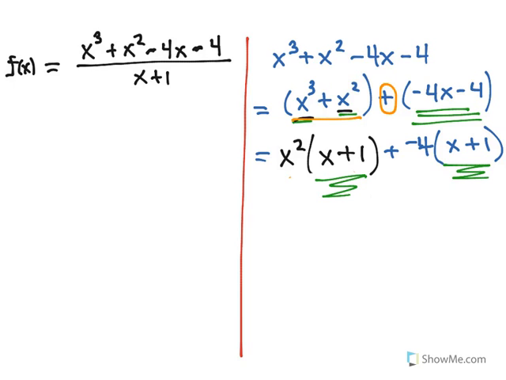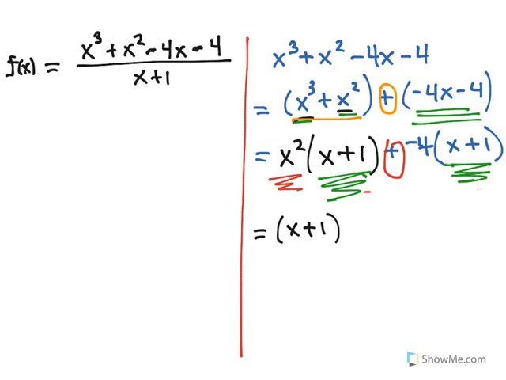Because now we have this plus sign, and we have these 2 terms that are added, and the 2 terms have a common factor of x plus 1. So we can factor out x plus 1 from each term. From the first term, I'd be left with x squared, and from the second term, I'd be left with -4.